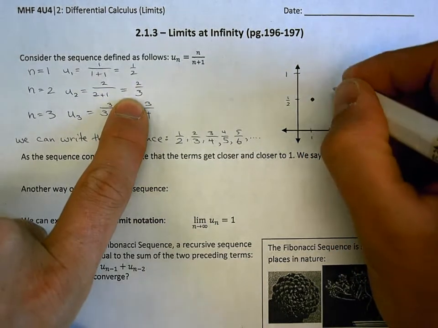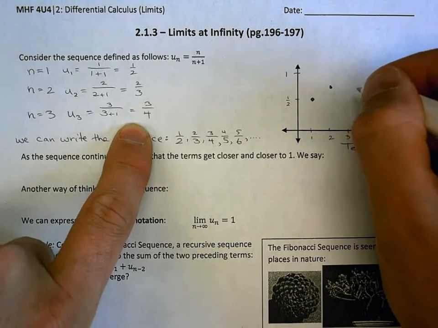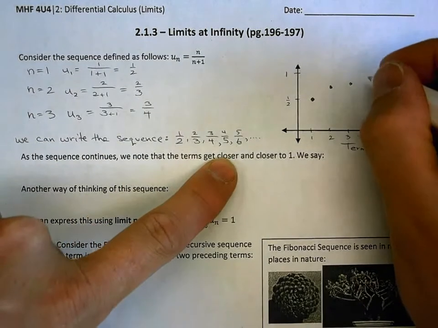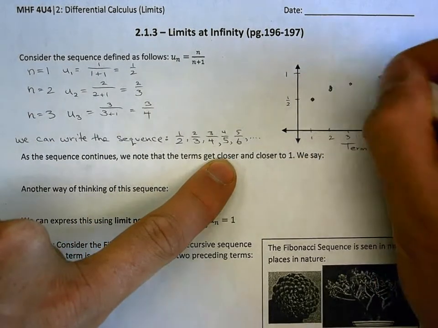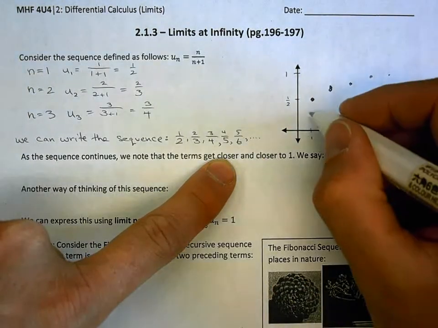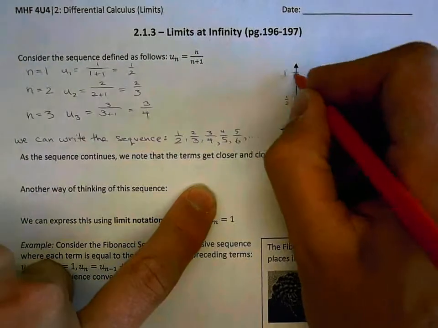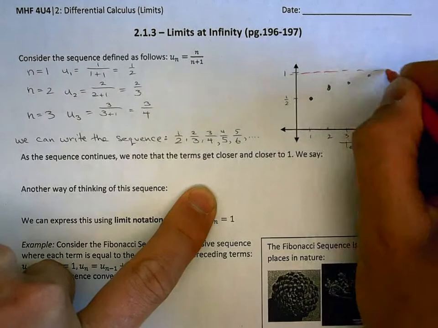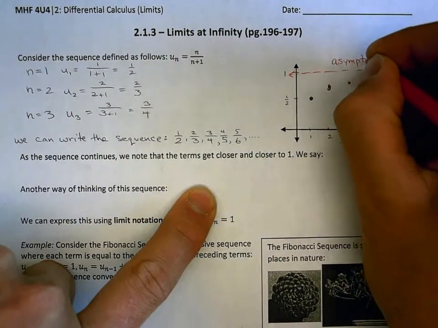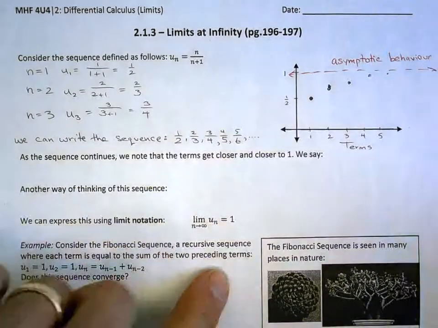My second term is 2/3, so it's somewhere here. My third term is 3/4, so it's somewhere here. Then I have 4/5, sorry, I haven't drawn this correctly. Somewhere here and somewhere here. Each one's getting closer and closer, but it never really reaches 1. So we almost kind of see that asymptotic behavior, getting closer and closer to 1 but not touching.